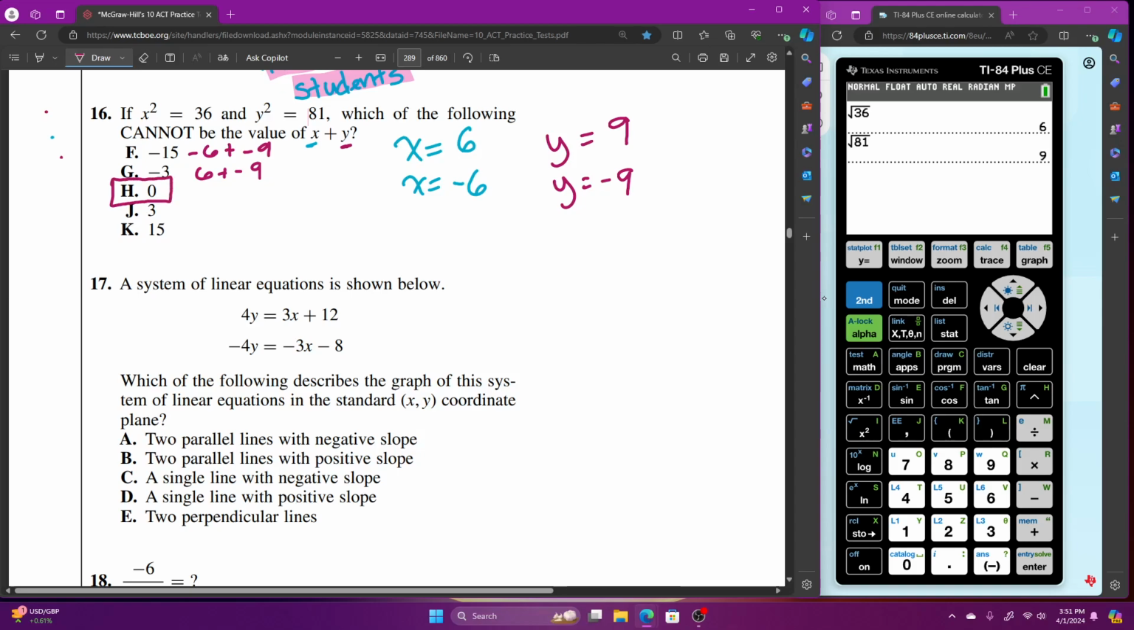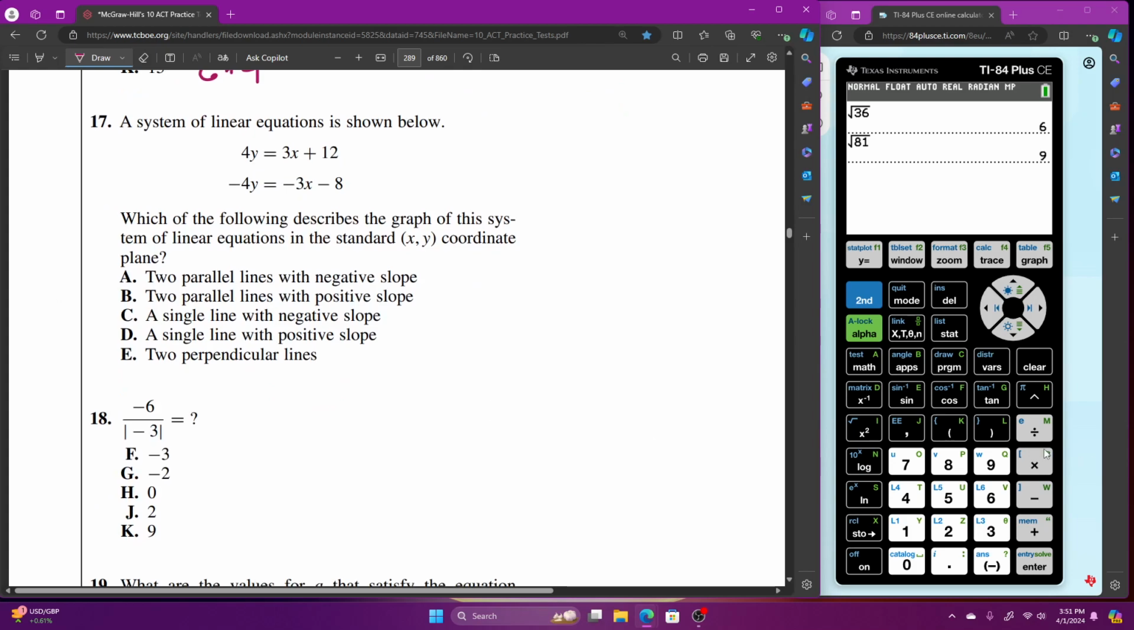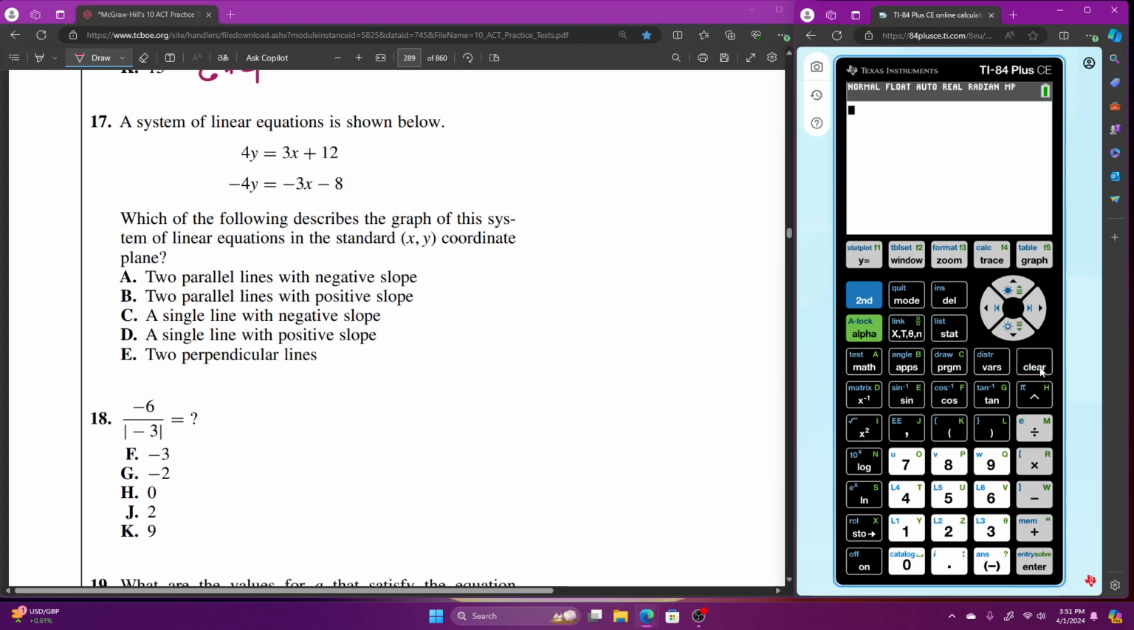That's our answer. You can make a 3 by saying negative 6 plus 9. You can make a 15 by saying 6 plus 9. So all the others were possible. Number 16 was not. And we can continue on to question number 17, which says, a system of linear equations is shown below. Which of the following describes the graph of this system of linear equations in the standard xy coordinate plane? Well, how about we graph them to find out?